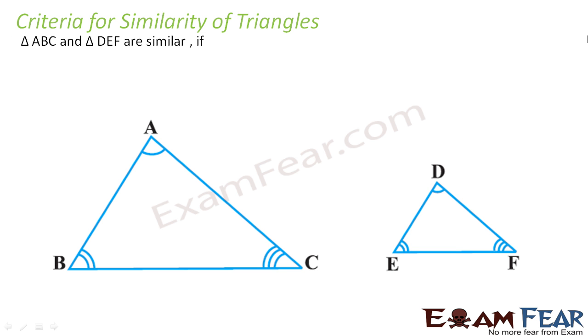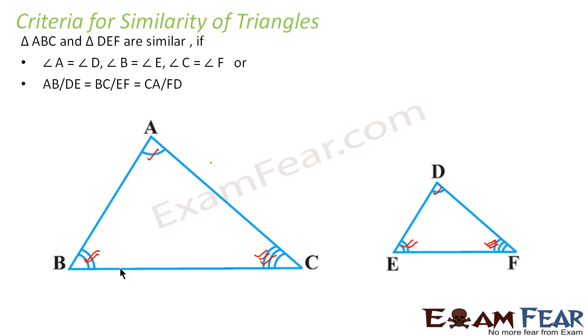Two triangles ABC and DEF, as you can see, are similar if angle A is equal to angle D, that is, this angle is equal to this angle, angle B is equal to angle E, and angle C is equal to angle F, or AB by DE is equal to BC by EF is equal to CA by FD.